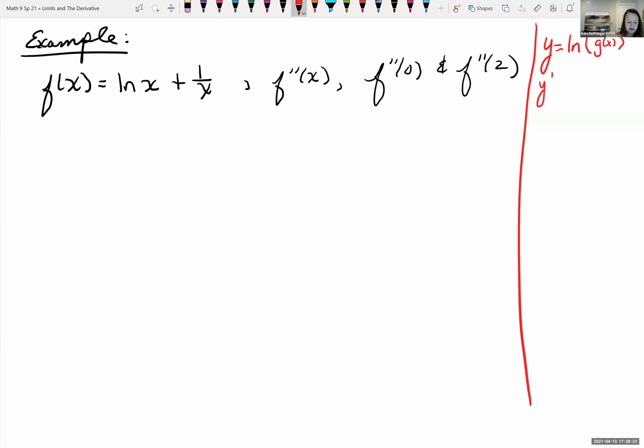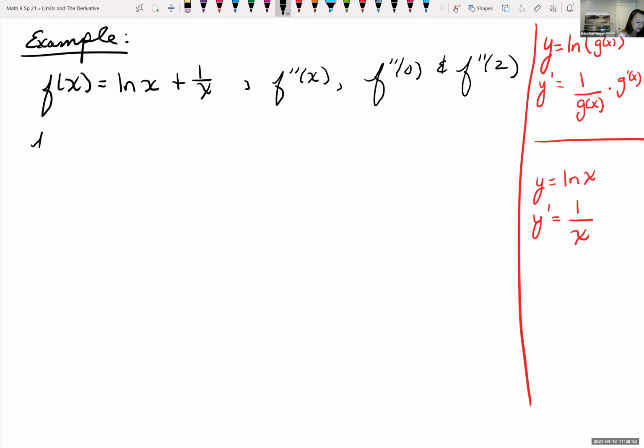Remember, when we take the derivative, this is equal to 1 over what you're taking the natural log of, which is g of x in this case, times the derivative of the inside, so g prime of x. So when we had y is equal to the natural log of x, if we apply that rule, recall that this is just 1 over what you're taking the natural log of, which is x, and the derivative of x is just 1. So derivative of natural log of x was 1 over x.